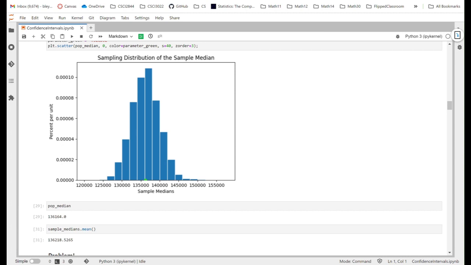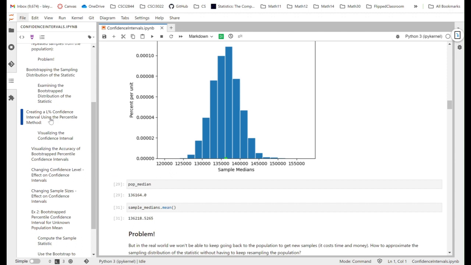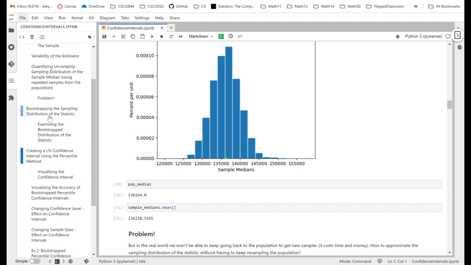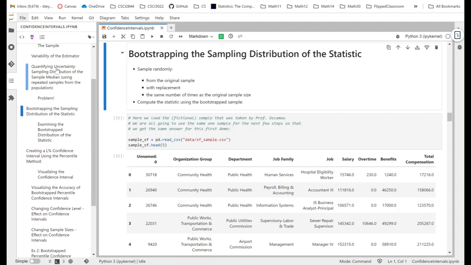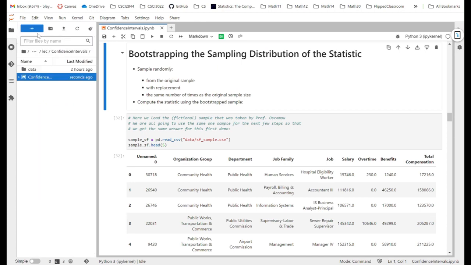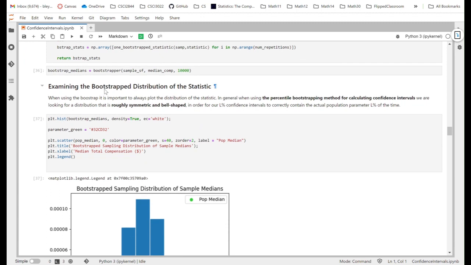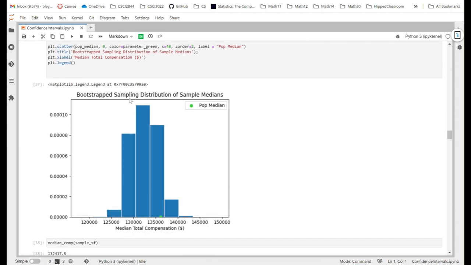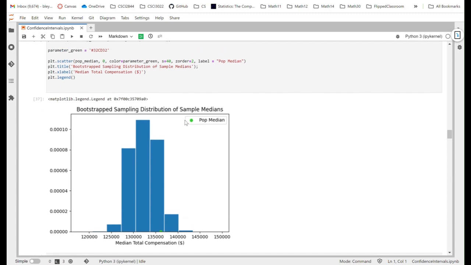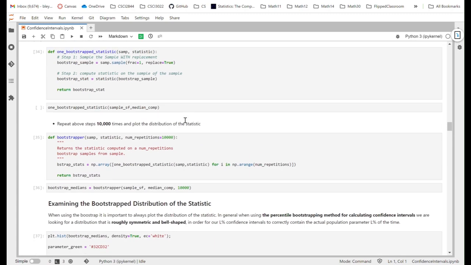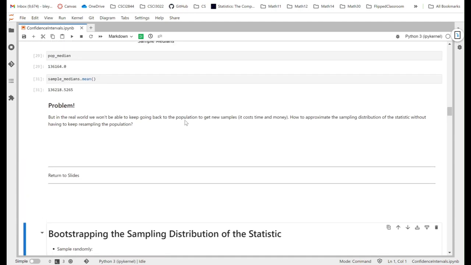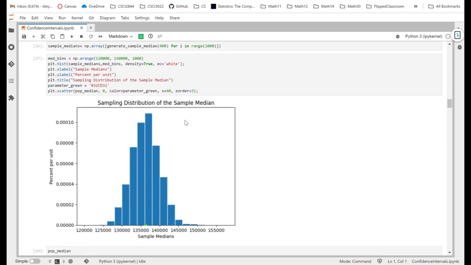Okay, so I am back in the confidence interval notebook, and we're in the bootstrapping the sampling distribution of the statistic section. So what I'm going to point out is what the bias is in our example. Let's actually not do the bootstrapped. So actually go up. I have us in the wrong section. Yeah, here's where we want to be. Sampling distribution of the sample median.